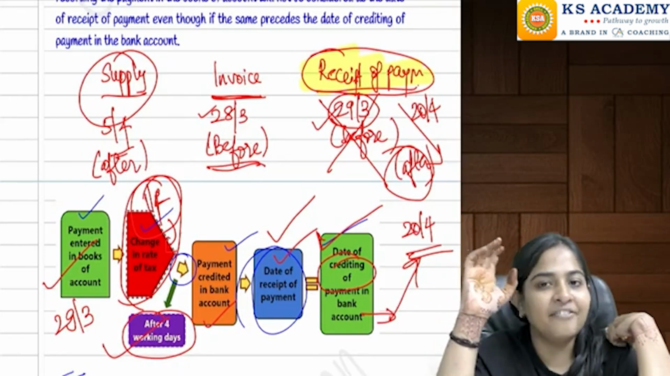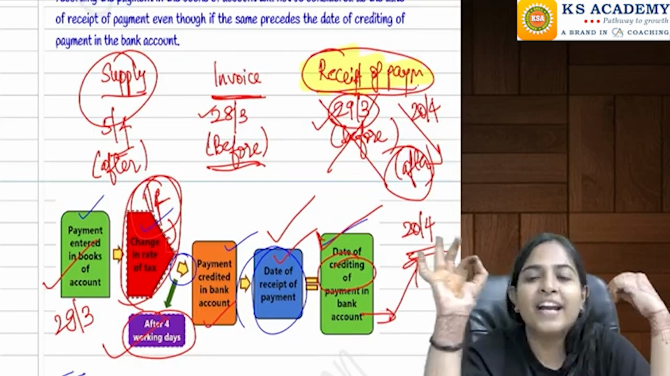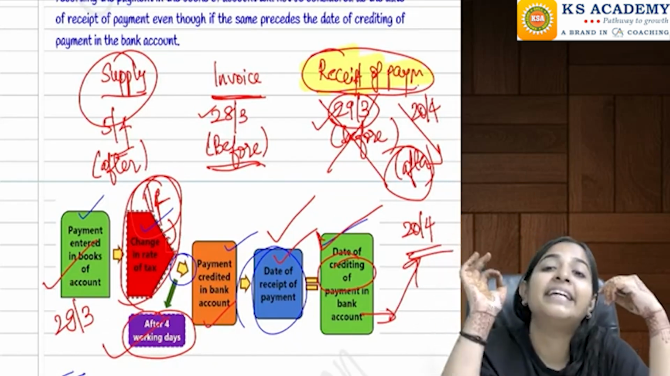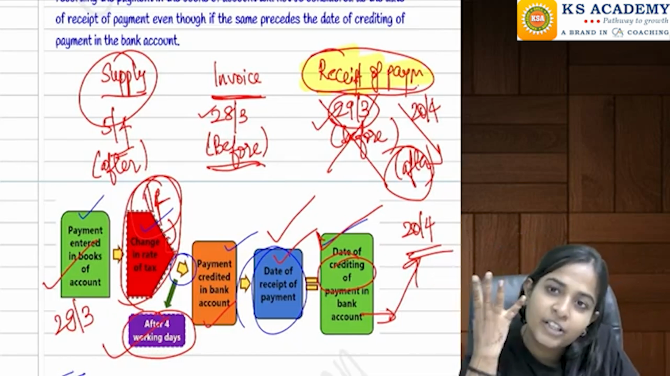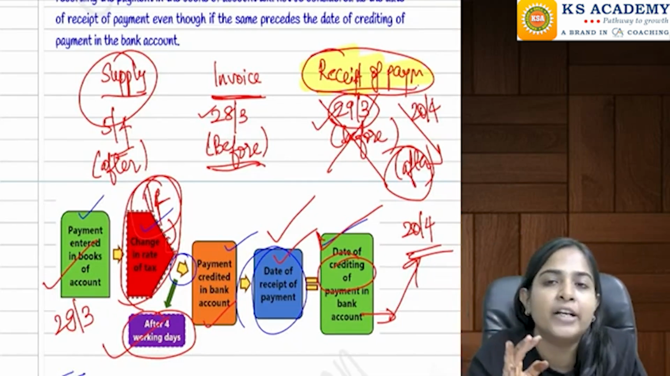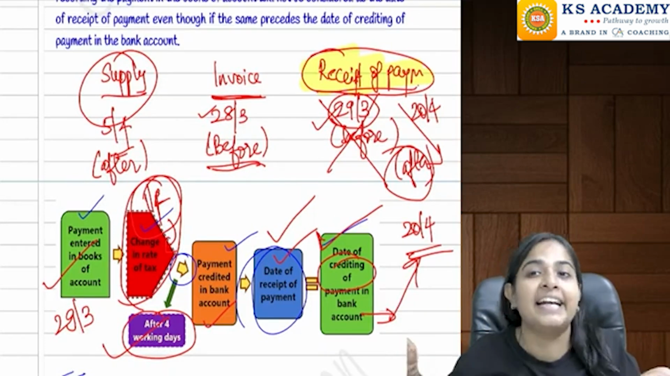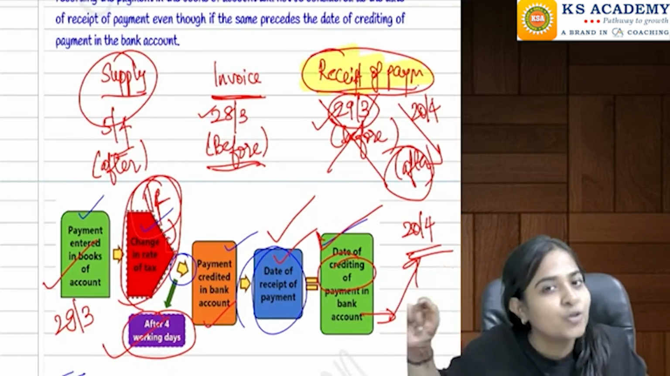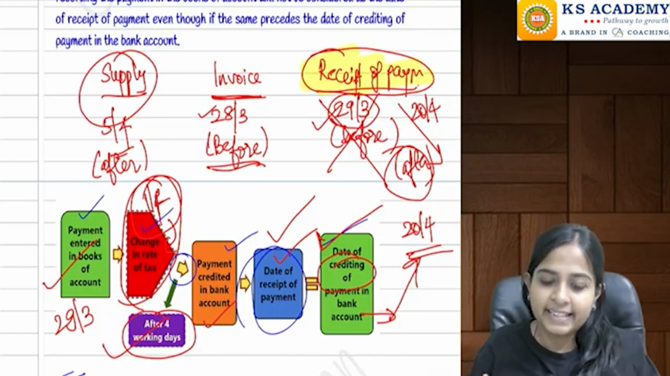But the government said that we will keep an eye on you, that when are you depositing? When is that particular amount getting credited in your bank account? If it is getting credited in your bank account within 4 working days from the date of change in rate of tax, no problem, you are genuine. But if it is getting credited late, means your intention was just to take the lower rate of tax. Are you understanding this? Yes.